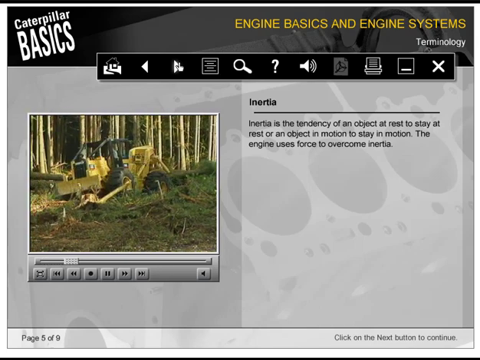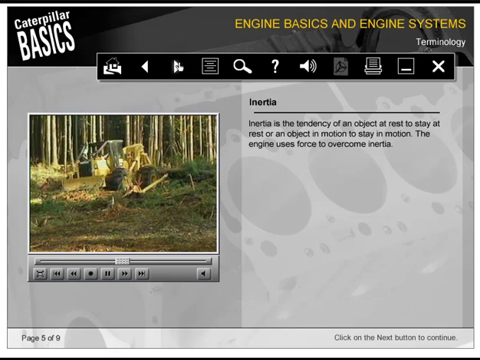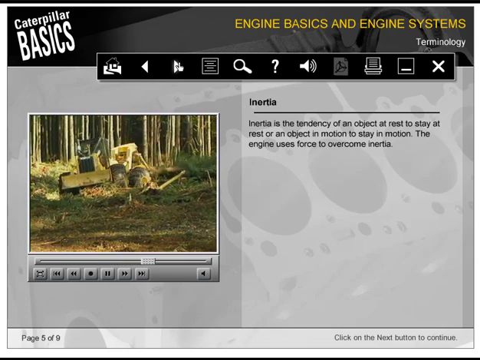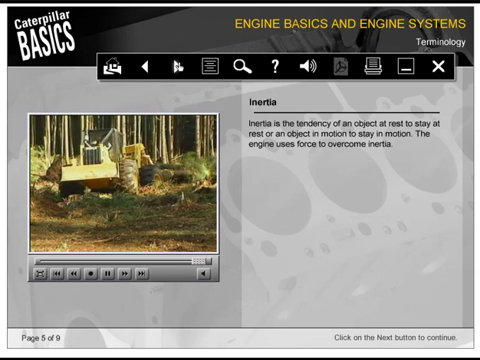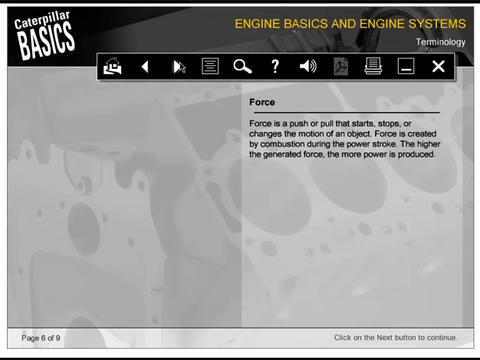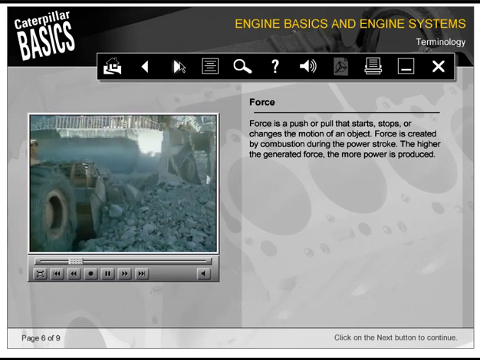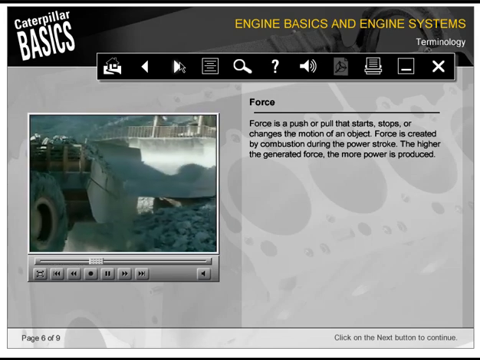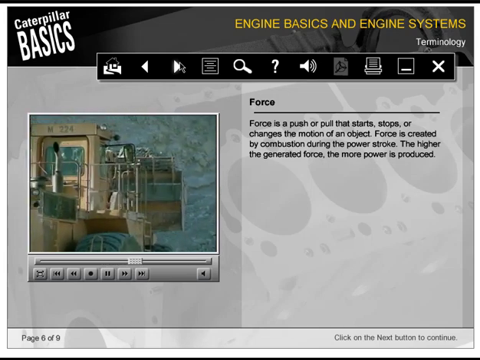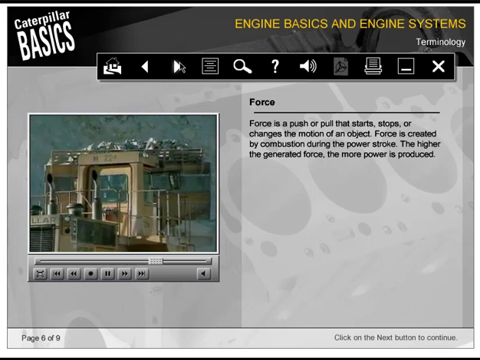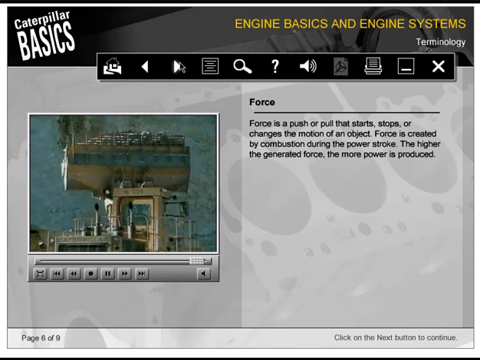Inertia is the tendency of an object at rest to stay at rest, or an object in motion to stay in motion. The engine uses force to overcome inertia. Force is a push or pull that starts, stops, or changes the motion of an object. Force is created by combustion during the power stroke. The higher the generated force, the more power is produced.